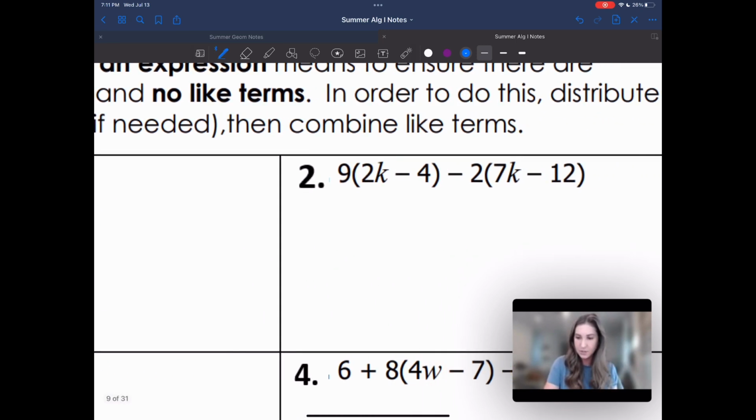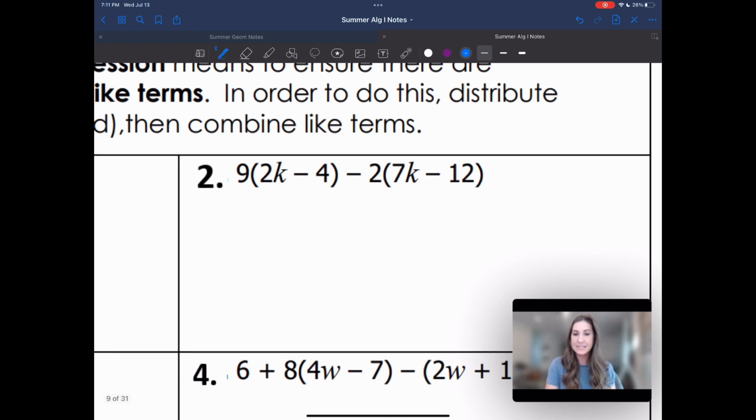Okay, let's try number 2. This one's a little bit crazier because there's a couple sets of parentheses, but let's see if we can just take it one step at a time. All right, let's distribute 9 to everything. I'm going to do 9 times 2k to give me 18k. And then I've got 9 times negative 4 to give me negative 36.